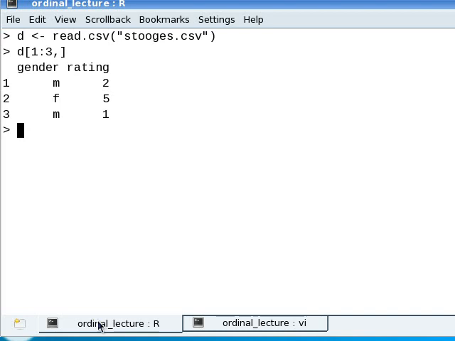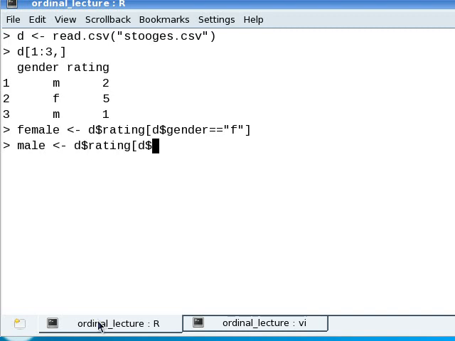Now we have to separate the males from the females. So let's take the female ratings first by saying female is assigned the rating column where the gender column is equal to the letter F. And the males are the rating column where the gender is equal to the letter M.